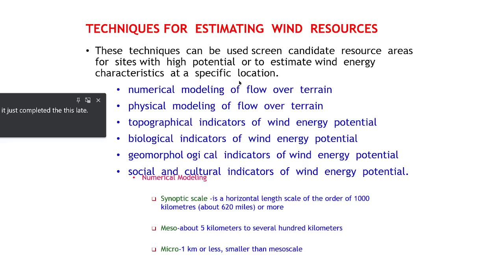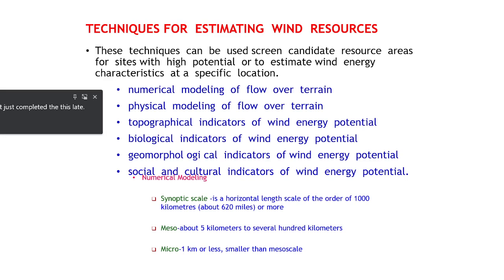Screen candidate resource, what is that, sir? Candidate, candidate, number of sites. Okay. Candidate is nothing. Suppose they are giving you three or four places, Theni, Kambam, Madurai, and all that. These techniques can be used to screen whether Theni is better, Madurai is better, or Kambam is better. Candidate is nothing but the proposed sites.